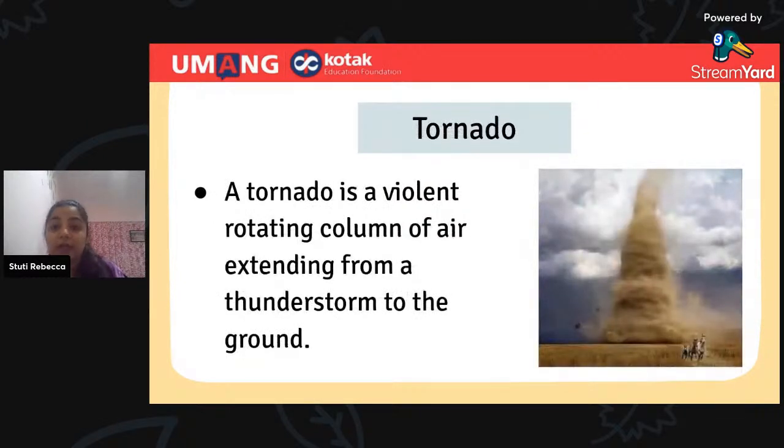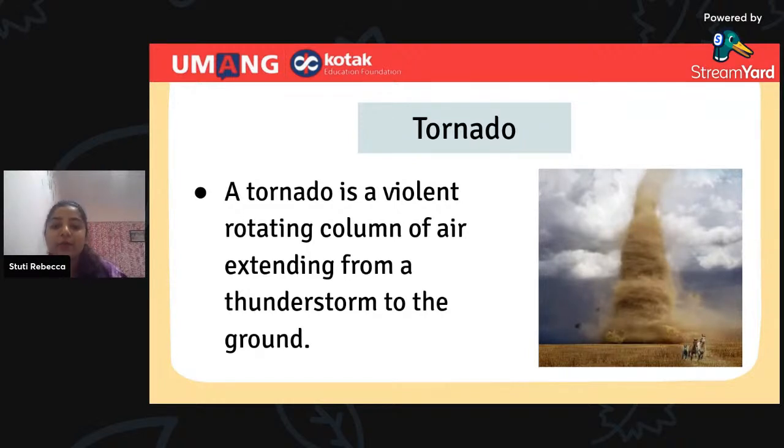All right. The next one is tornado. What is a tornado? A tornado is a violent rotating column of air extending from a thunderstorm to the ground. Now, students, let me tell you a scary fact over here. The most violent tornadoes are capable of tremendous destruction with wind speeds up to 300 mph. Trust me, that is a lot.